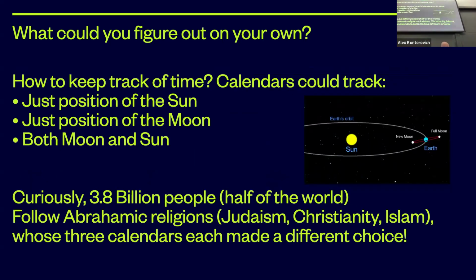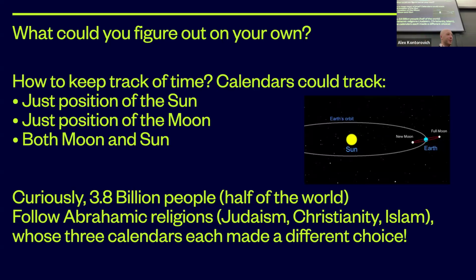By the way, this raises an interesting question. How should you make a calendar? How should you keep track of time? You could either make sure that we go around the sun and track the 365.25 days, or you could keep track of the positions of the moon, or you could try to somehow keep track of both the positions of the moon and the position of the sun.